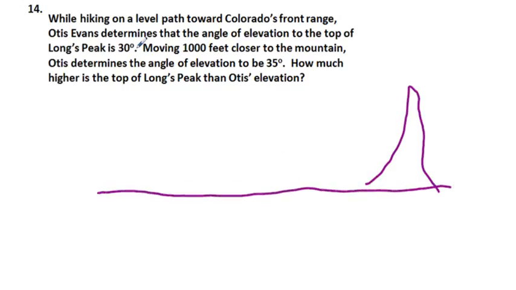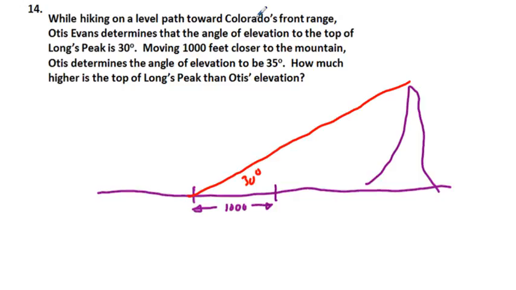You have a level trail here, and you have this guy named Otis who's hiking along, and so he goes 1,000 feet closer to the mountain, and his angle of incidence here, if you want to call it that, changes from this 30-degree angle to this 35-degree angle.